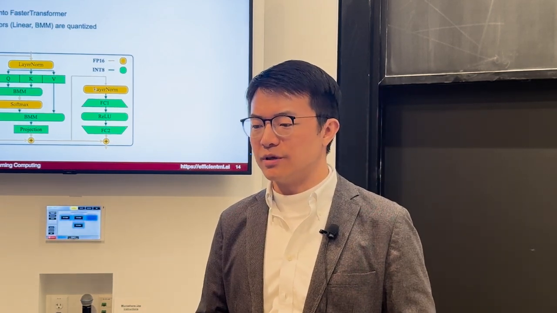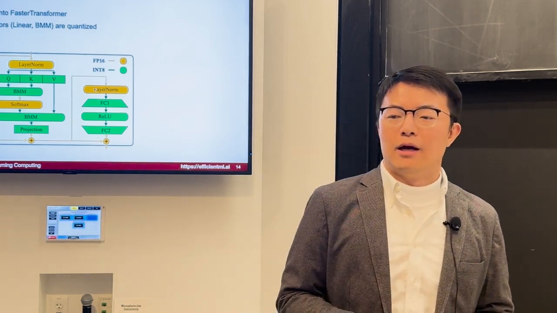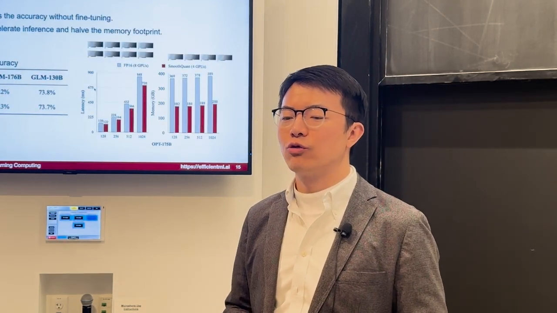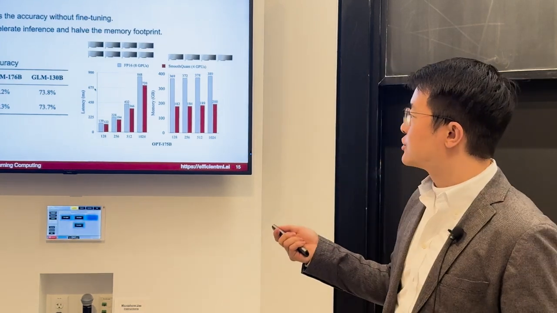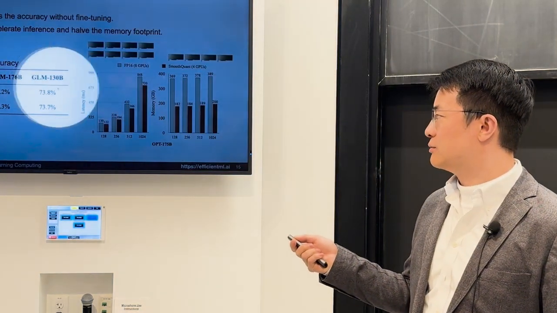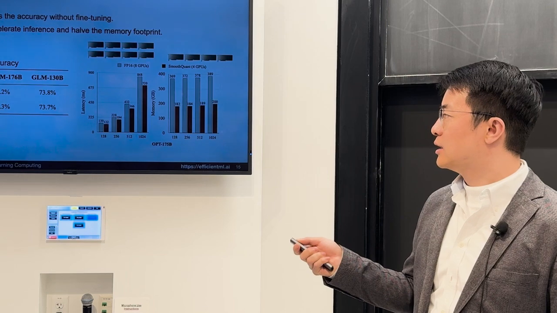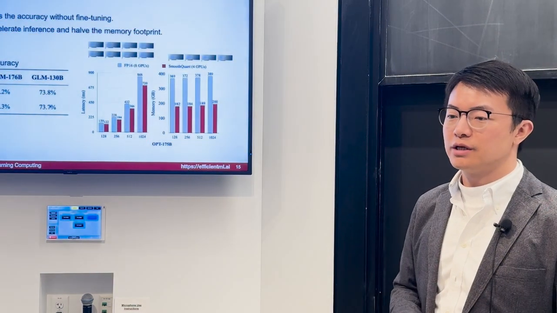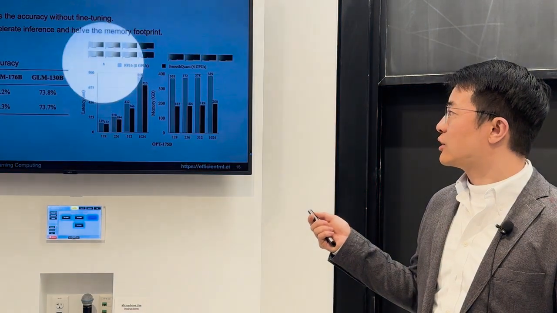So this is the system implementation part. Combining the system implementation with the SmoothQuant algorithm, we can well preserve the accuracy across different big models. This is FP16, this is the SmoothQuant version, maintaining the accuracy while reducing the serving cost.